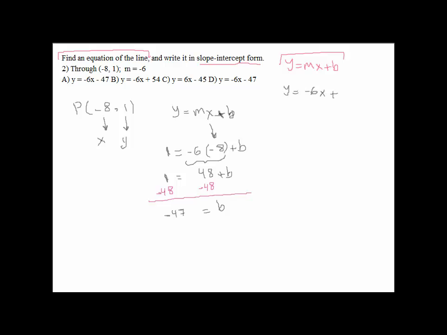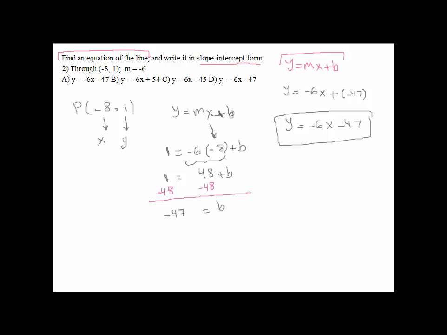Okay. So in this case, we know what the B is. So Y is equal to -6X plus -47. So the equation would be Y is equal to -6X minus 47. So that's the equation of the line. And then which one of these would be the option that we have? Looks like it is D.